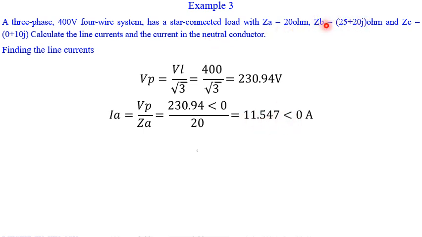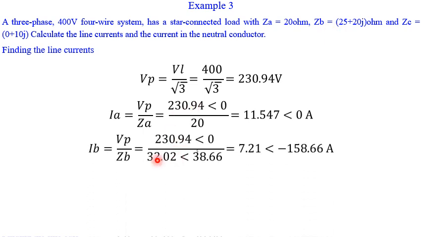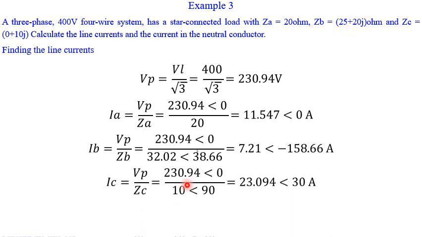And to calculate IB, the current in the B branch is also equal to 230 divided by the values there. We simply change this into phasors. I hope you know how to change this into phasors. You can use the calculator. In the next series I will show you how to use the calculator to change this to phasors. And to also calculate IC, we change it to phasors. That is 230.94 angle 0, then here 10 angle 90, which is equal to this.